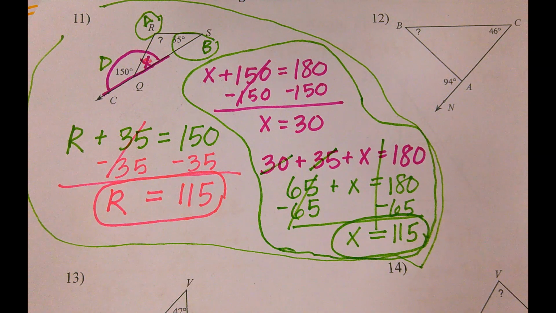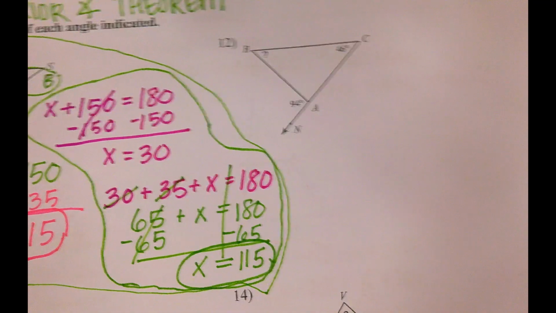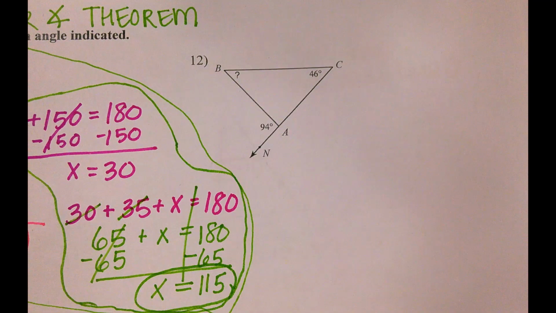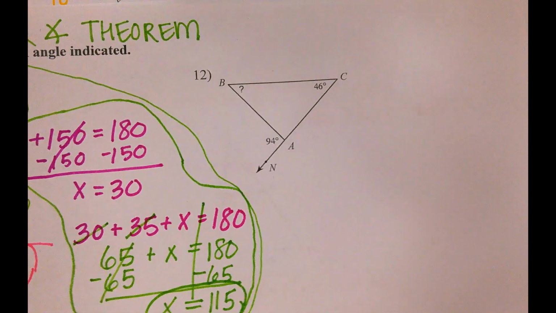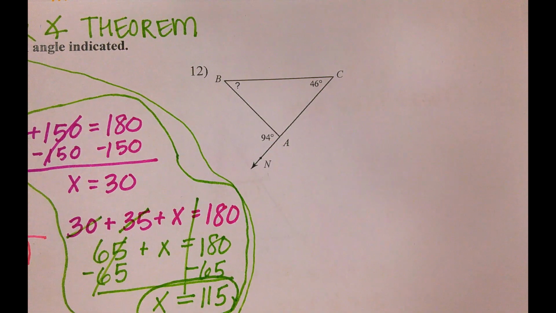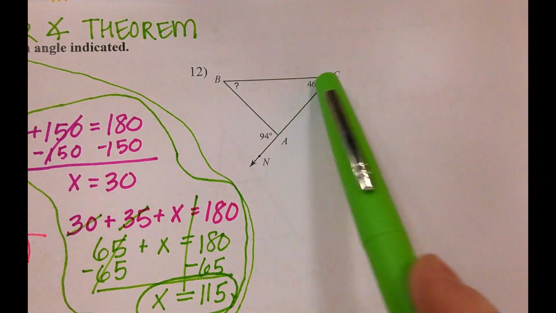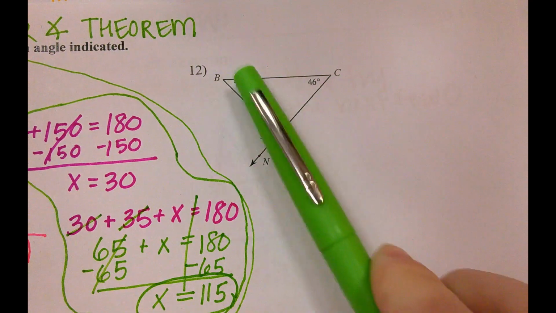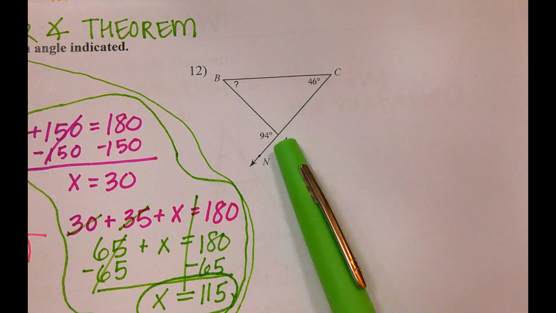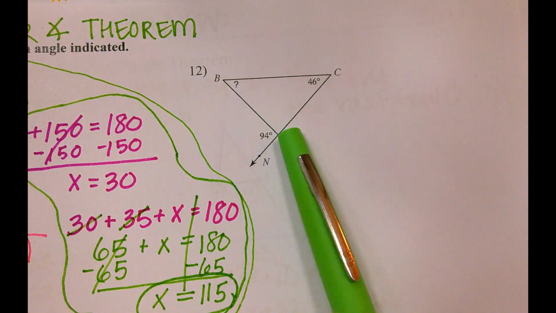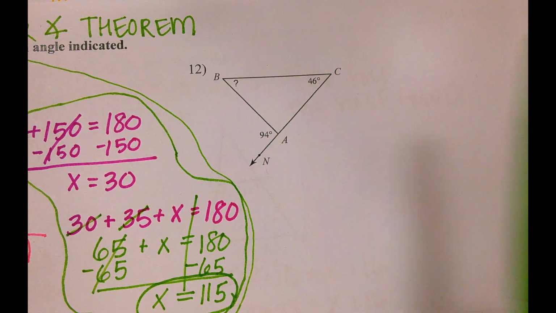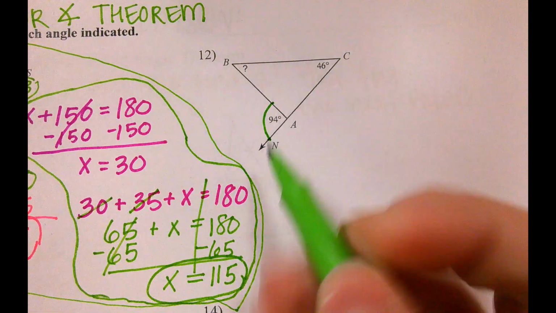All right, I'm gonna leave that up for a minute. All right, let's look at number 12. Another one of these. So for number 12, I have angle C is 46 degrees, angle B is a question mark, and this angle A here is 94 degrees. Which one of these is my exterior angle? 94. This is my exterior angle.